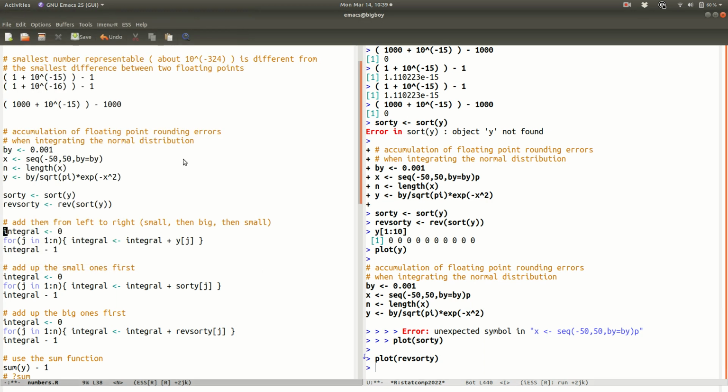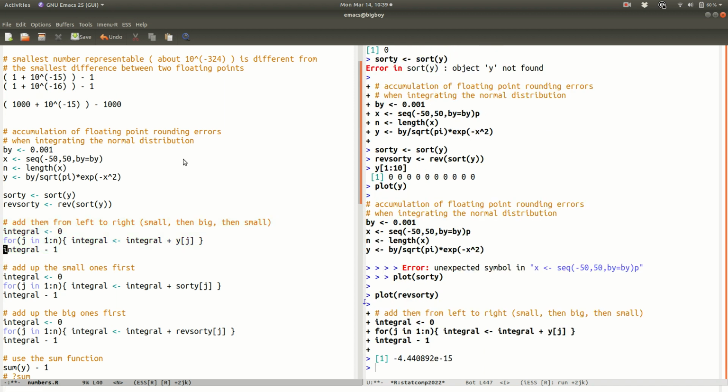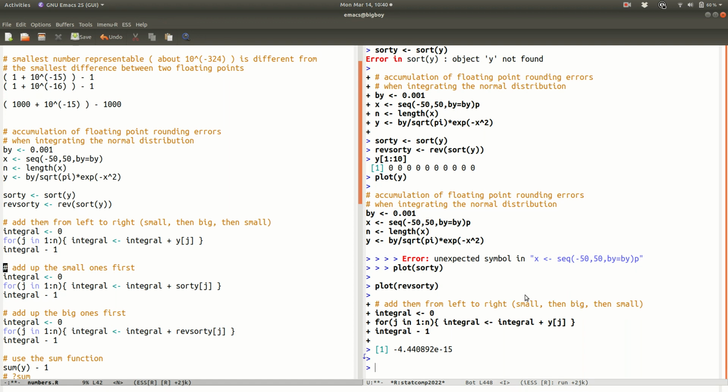All right, so let's do the sums. I'm just doing very simple R code. I start with the integral being 0. I loop over j equals 1 to n, which is the length of y, and then I add the jth value to it. If I do that, and then I take the integral minus 1, this tells me what the error is. And the error in this case is minus 4.44 times 10 to the minus 15. So you might say this is pretty good. This is a very small number. But it turns out you can do better by doing the summation differently.